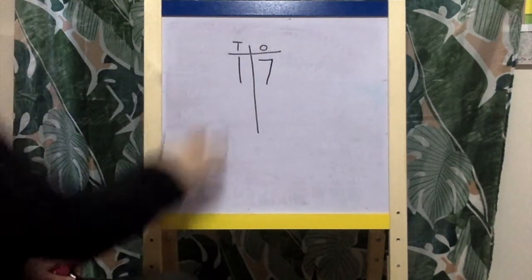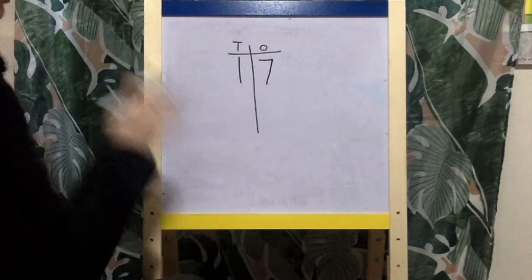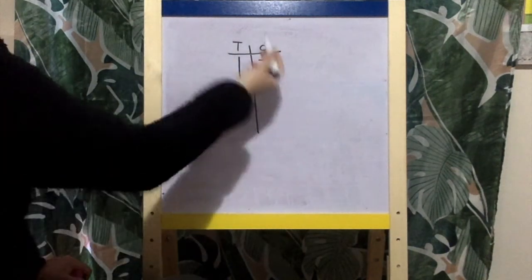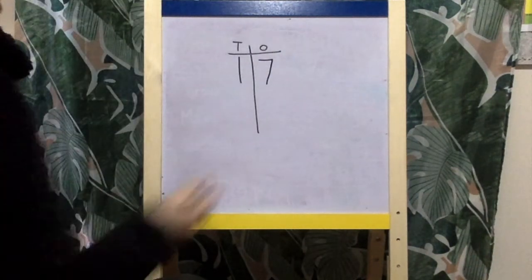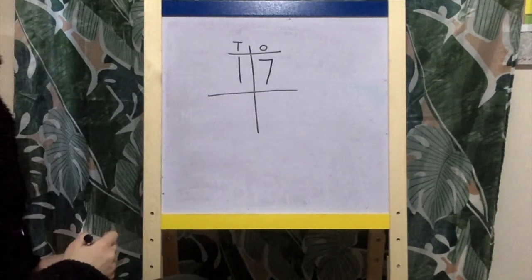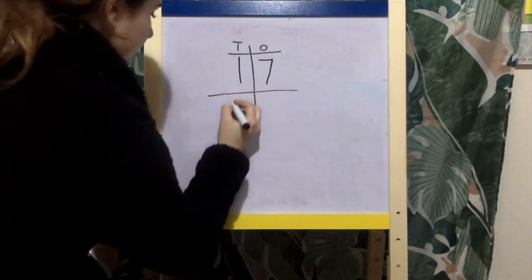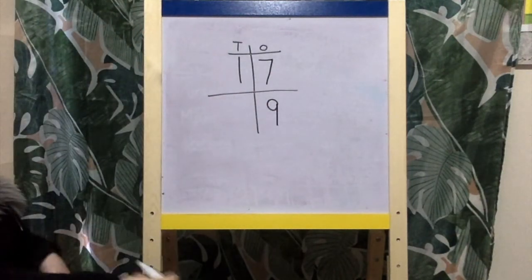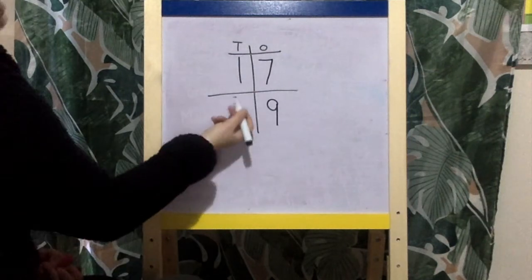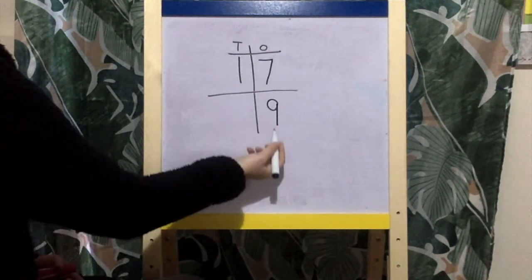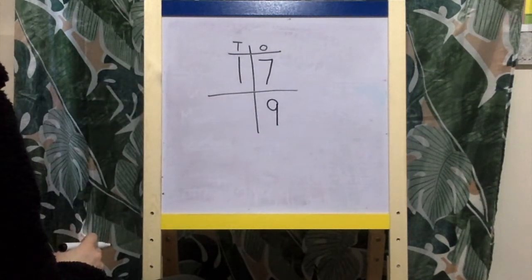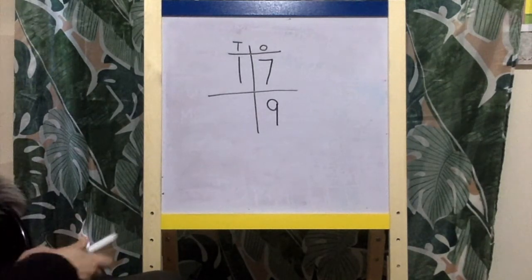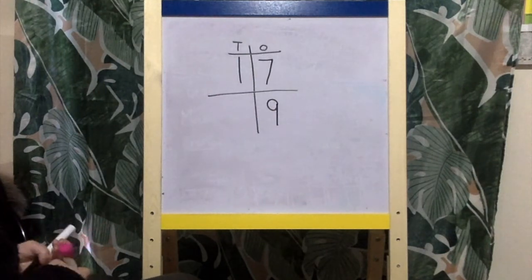So here I've got 17. I know it's 17 because there's a 1 in the tens and a 7 in the ones. If I was to write another number underneath, I know this number is 9 because there is nothing in the tens and a 9 in the ones. Which number do you think is bigger? How can we work that out? Pause the video and have a quick think.